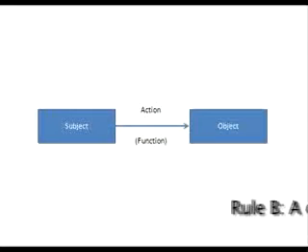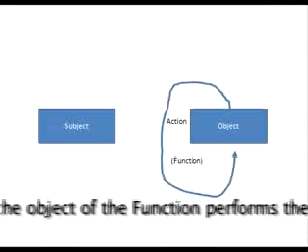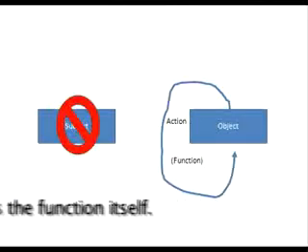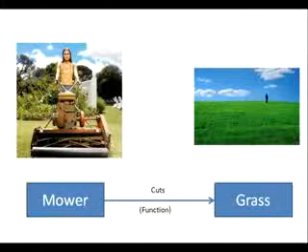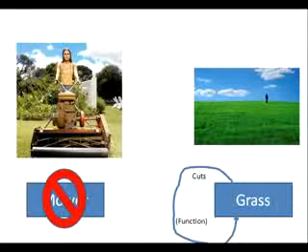Beautiful. Rule B says a component can be trimmed if the object of the function performs the function itself. Staying with our grass theme, our system is now a mower that cuts the grass. If we can create a grass that essentially cuts itself, what do you think happens to the mower when we apply Rule B?